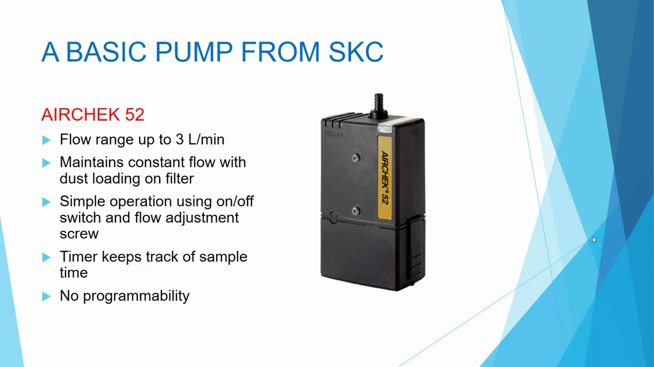The AirCheck 52 is a constant flow pump which will maintain the flow rate as the dust builds up on the filter. The AirCheck 52 has a very simple operation using the on-off switch, flow adjustment screw, and a timer to keep track of the sample time. This basic pump cannot be programmed for a designated sample time with an automatic shutdown.